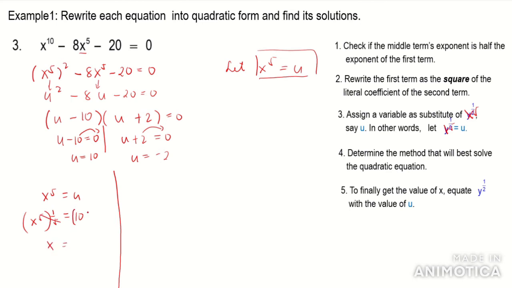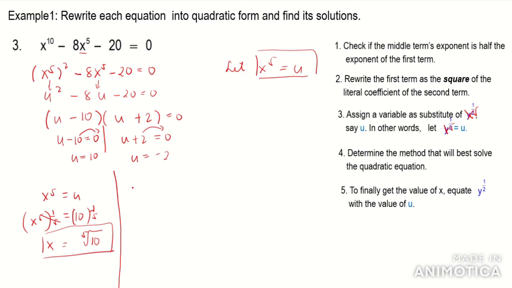Then what's done on the left side should also be done on the right side. So we have 10 raised to 1/5. Then this can be written as a radical. So we have the radical sign. The radicand is 10. Then the exponent is 1 and the index is 5. So we have here the fifth root of 10. We only have one solution.